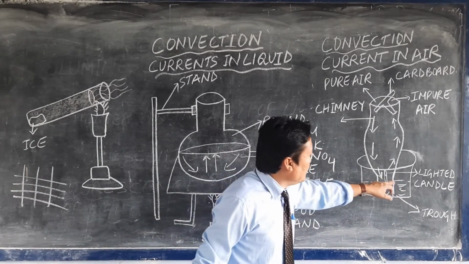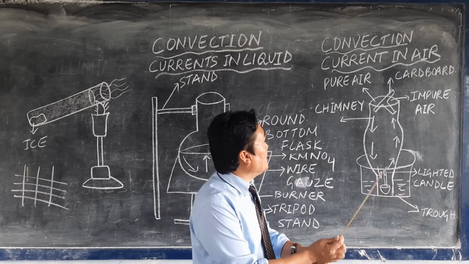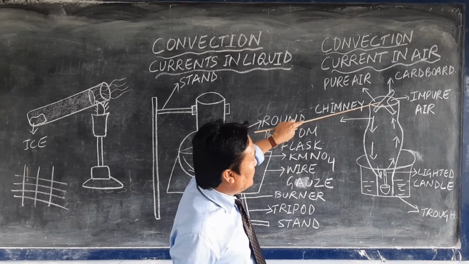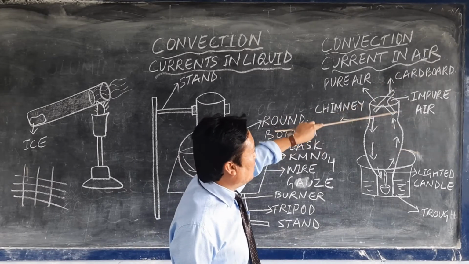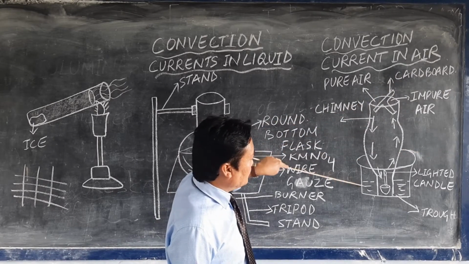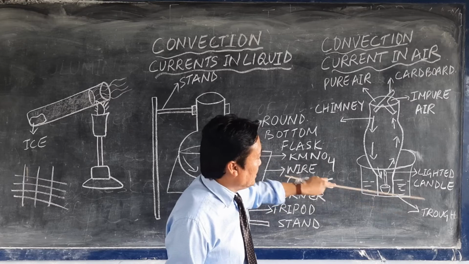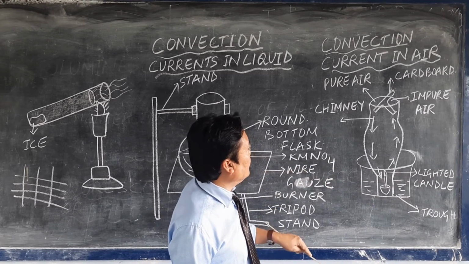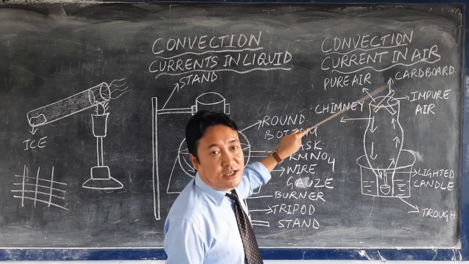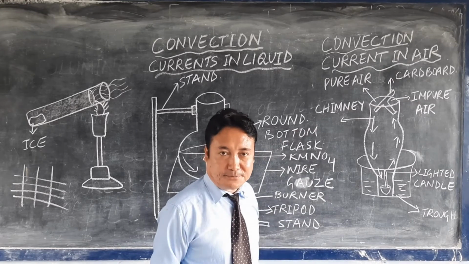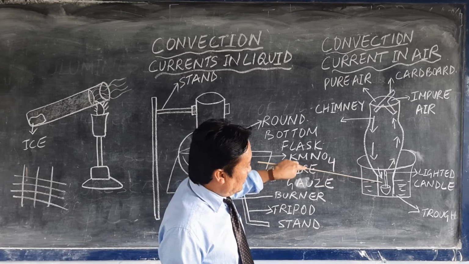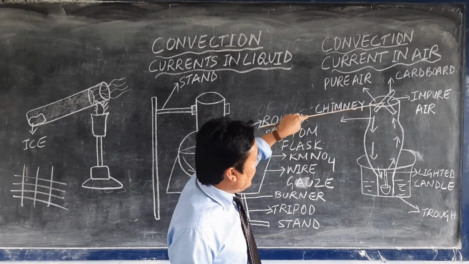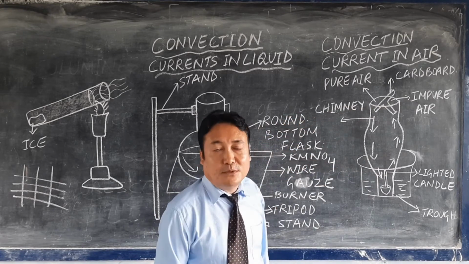After that, you will take a T-shaped cardboard. So the things required are one chimney, one trough filled with water, a lighted candle, and a T-shaped cardboard. These are the things you take. Now you light a candle, and the lighted candle is covered with a chimney.